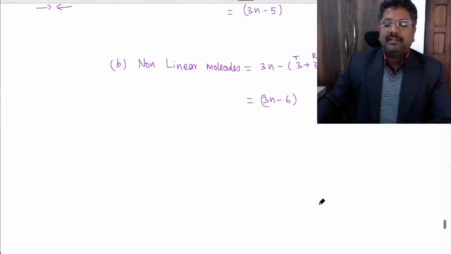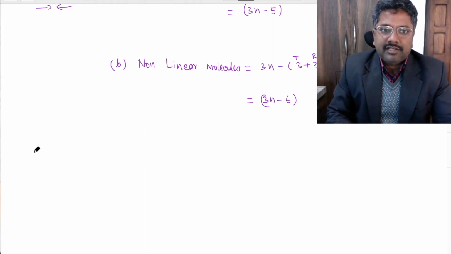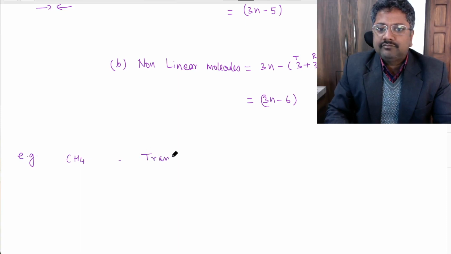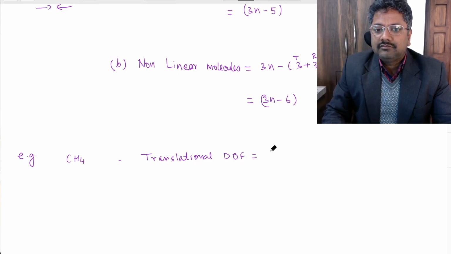So for example, if you see for the methane molecule, as we know, the translational degree of freedom is equal to 3.